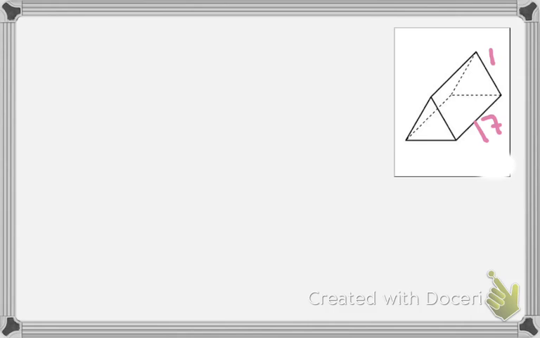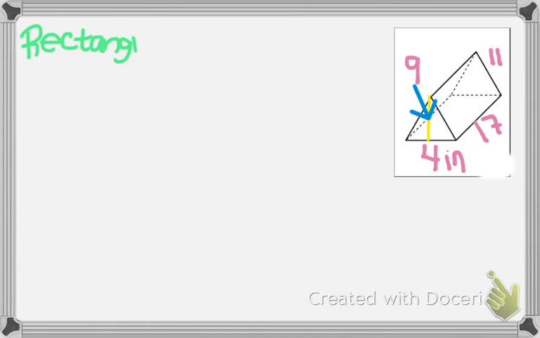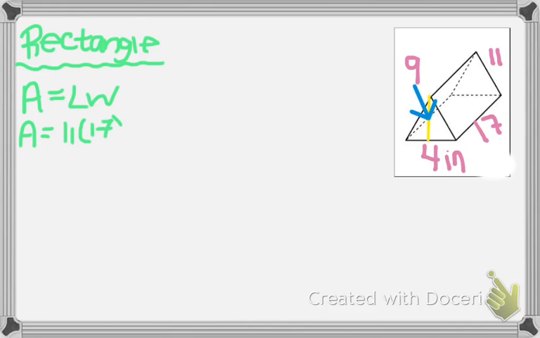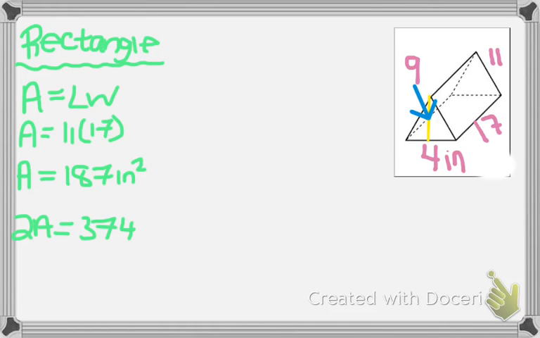The next example we're going to be doing is the surface area of a triangular prism. First, we're going to find the area of the two rectangular faces. Area equals length times width of a rectangle. So area is equal to 11 times 17. Area equals 187 inches squared. We have to multiply that by 2 now because there's 2 of the same faces. So area equals 374 inches squared.